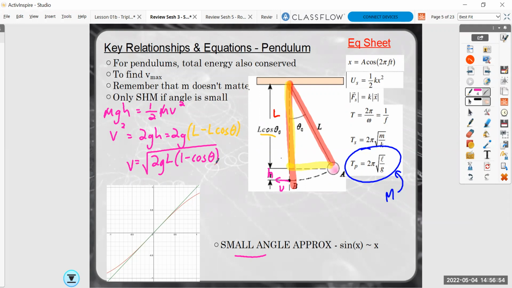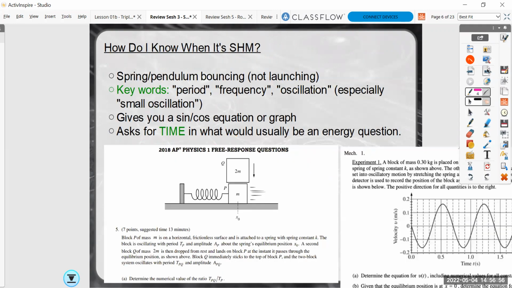All right. Well, let's ask this question, which is really important: how do I know when to use simple harmonic motion? I'm looking at a question on the exam. How do I know it's a simple harmonic motion question? Well, the easiest way to know is to note that it includes a spring or a pendulum.